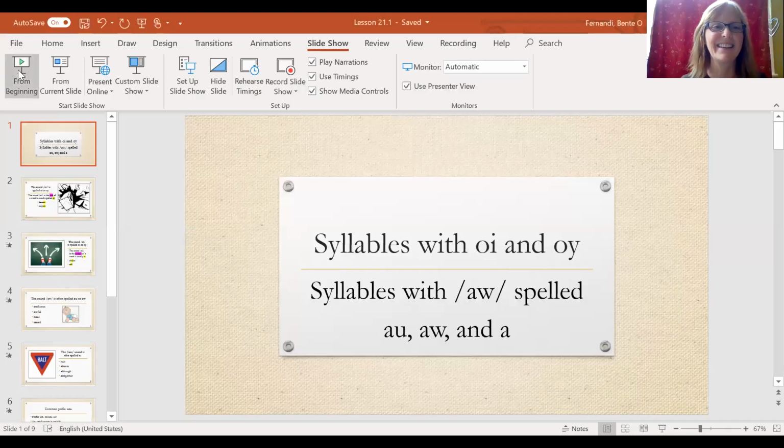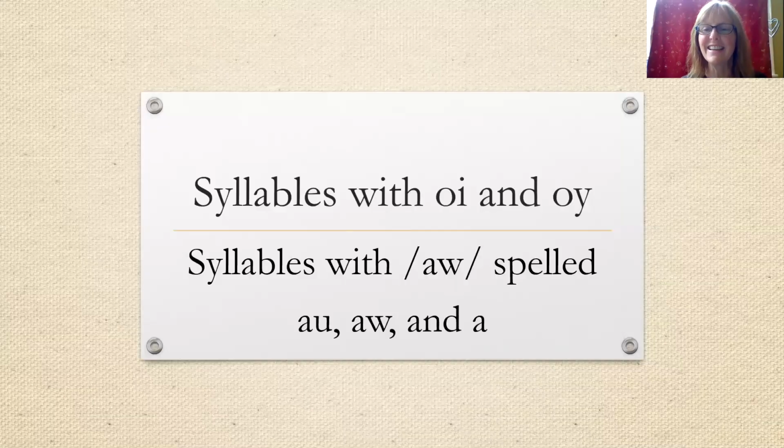I have created a PowerPoint for this week to share with you. Let's see what we're doing this week, shall we? So we're going to work with syllables oi and oy, spelled O-I and O-Y, and syllables with aw. Aw, like what a cute cat. Aw, what a lovely puppy. Spelled A-U, A-W, and just A.